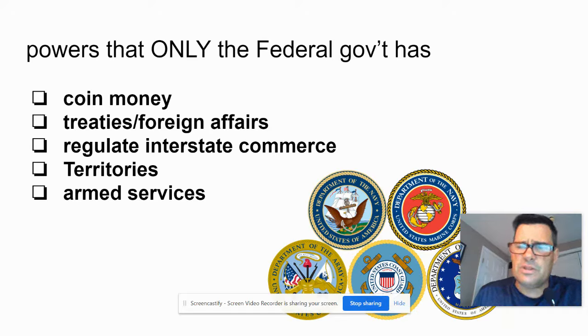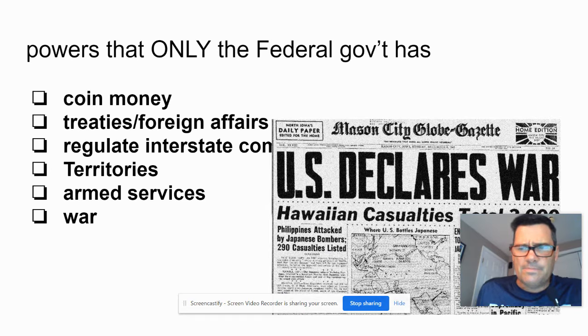There is a state role with the National Guard, which plays the role of the quote-unquote militia, as they called it in the Constitution. But even then, that can be federalized, meaning that the president can call up the National Guard and make it a federal power. He can take control of that. War: only the national government can declare war. So these are, again, exclusive powers.